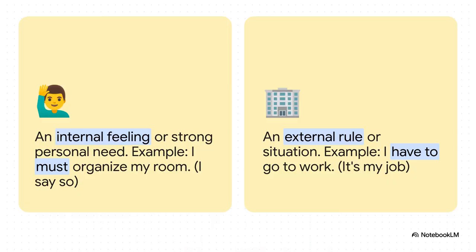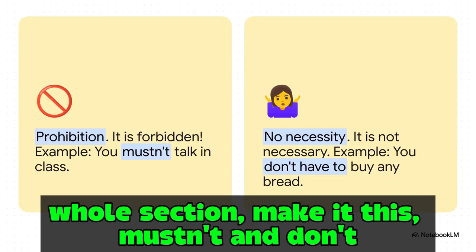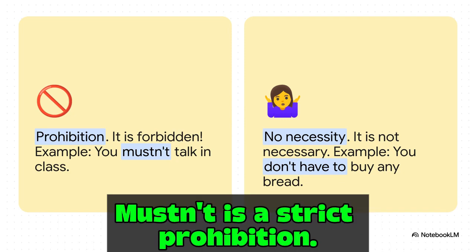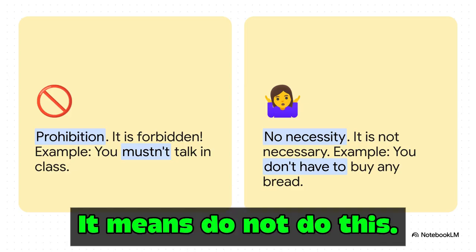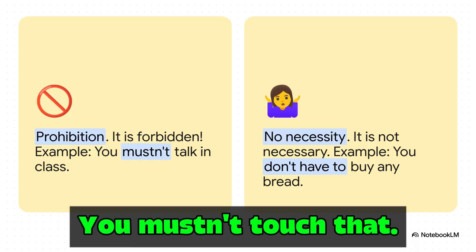I have to go. Okay, listen up. If you only remember one thing from this whole section, make it this. Mustn't and don't have to mean completely different things. Mustn't is a strict prohibition. It means do not do this. It is absolutely forbidden. You mustn't touch that.